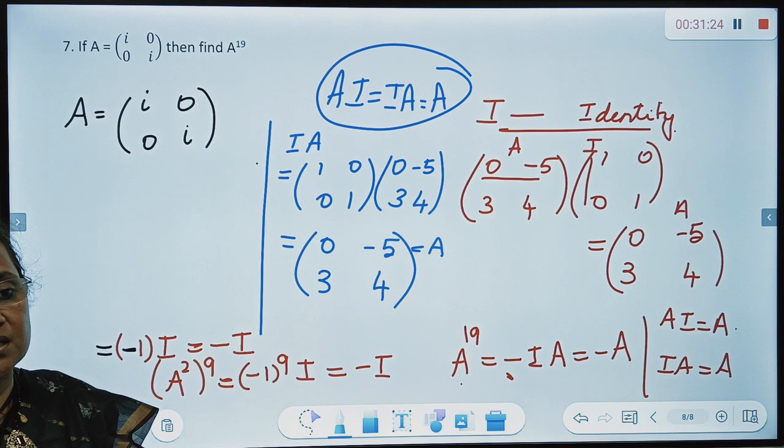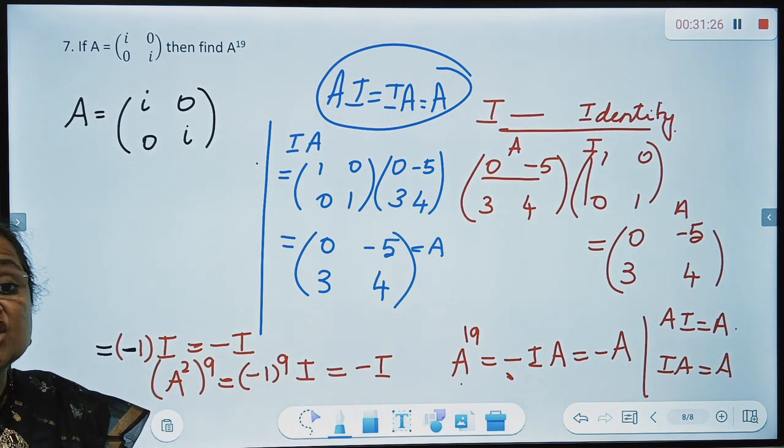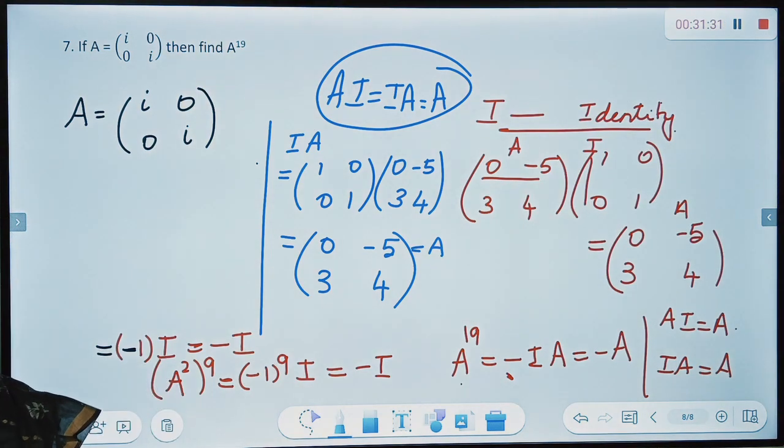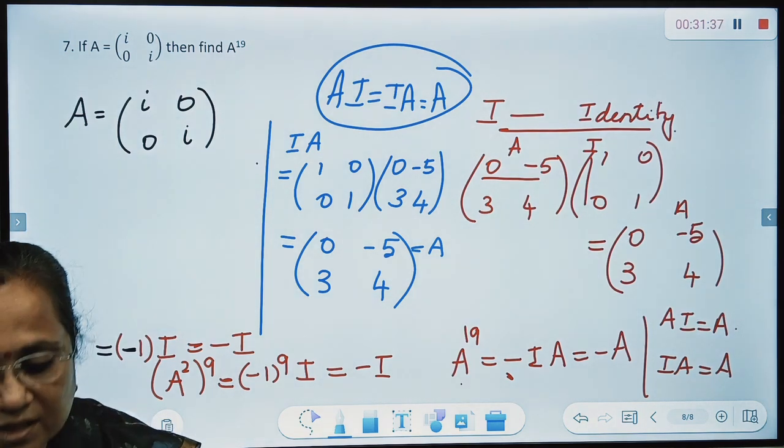the same matrix. This is a very interesting observation because in general matrix multiplication is not commutative. But when it comes to the identity matrix alone, AI equal to IA equal to A is true for any matrix A.